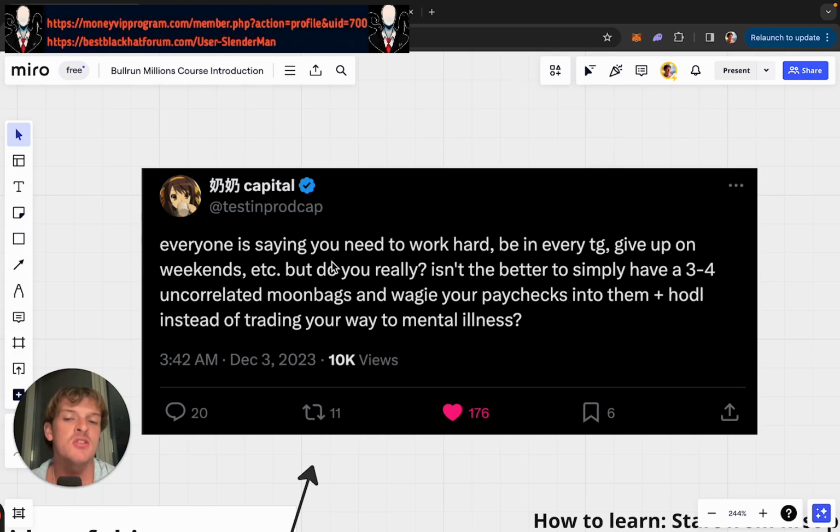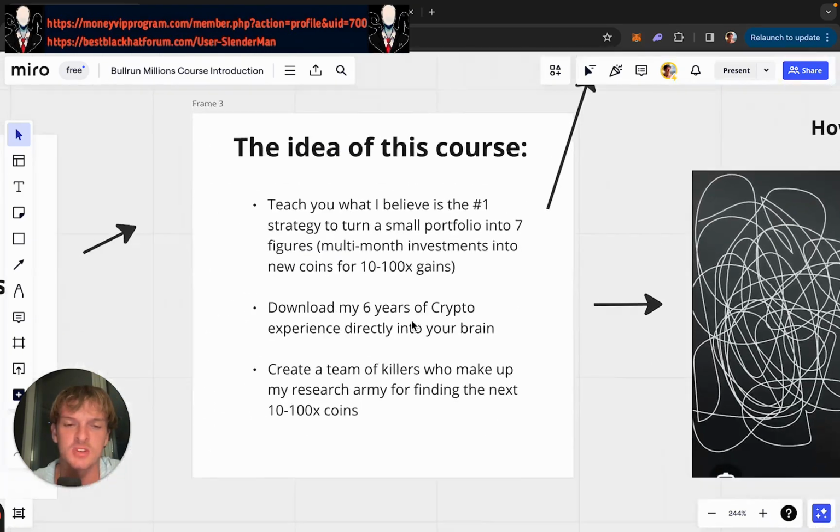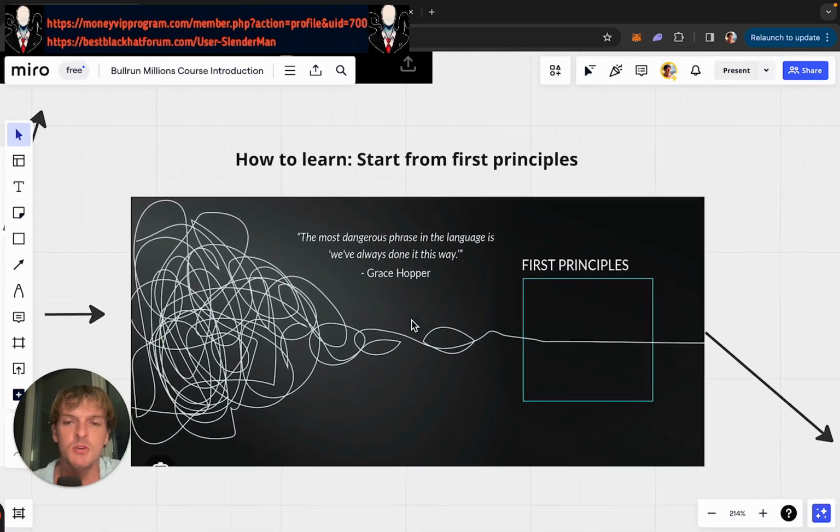But why can't you just have 3 to 4, maybe 5 uncorrelated moon bags of small coins that you hold for multiple months and ride them for 10 to 100x or more gains, instead of just trading your way to mental illness? This is just the summary of everything. It's such a good summary. So let's move on to the next point.